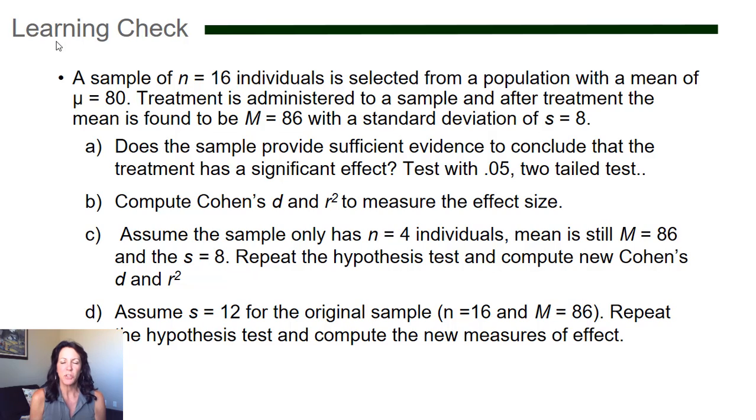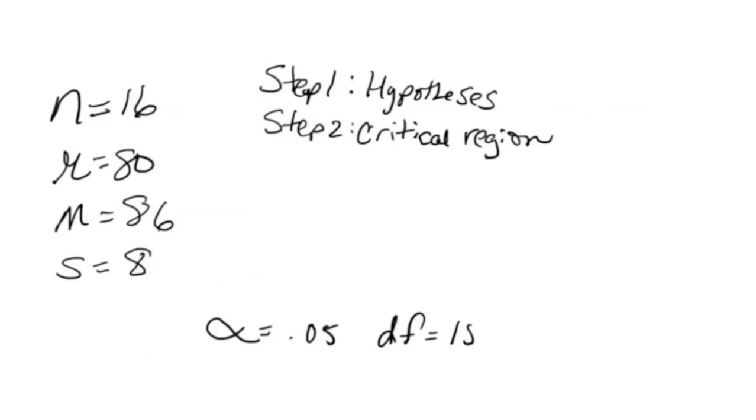Is there sample evidence to conclude that 86 is significantly different than 80? On the left, we have all the data that we need. At the bottom, we're noting that it's alpha 0.05, degrees of freedom are 15. And we need to set our hypotheses and determine our critical region.